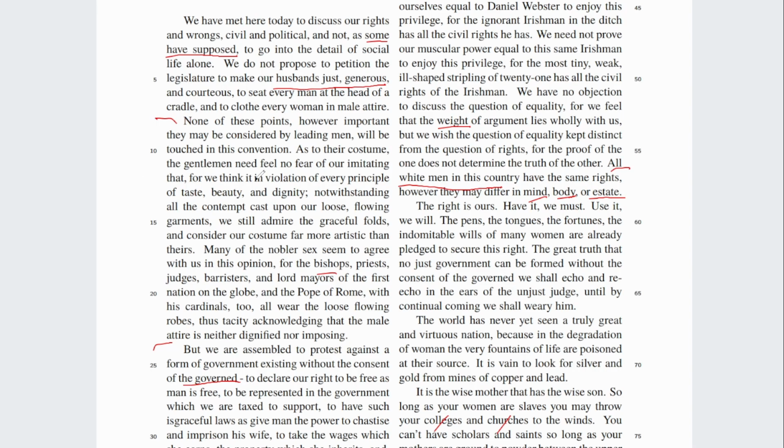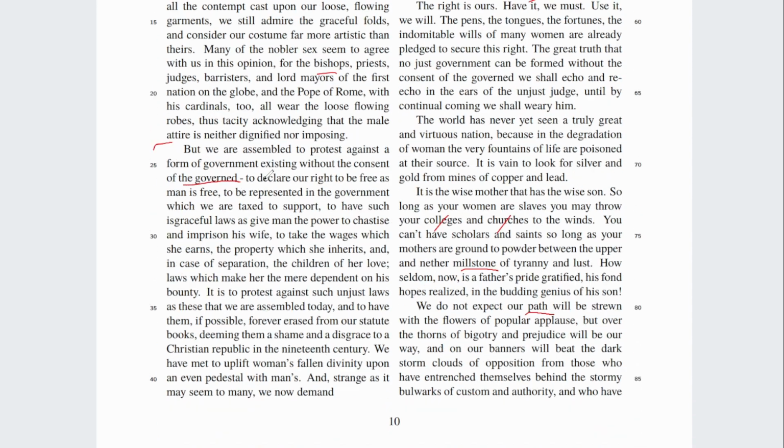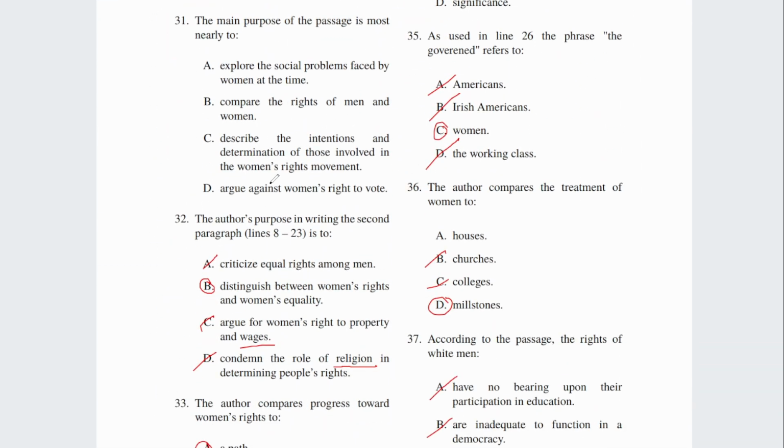So, a very long explanation, but what we see here is that there is a difference between equality and rights as far as the author is concerned. And in fact, it seems like rights might make up equality, but what she's saying is we're not asking for all equality all at once. We're asking for one right, and we're going to stay focused on that.